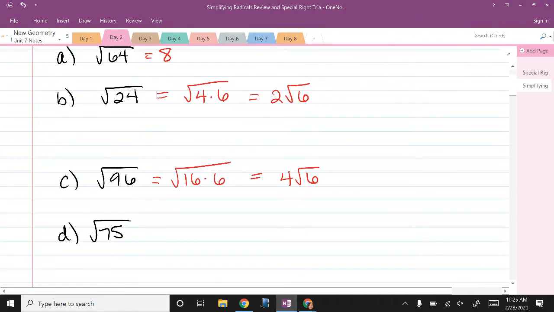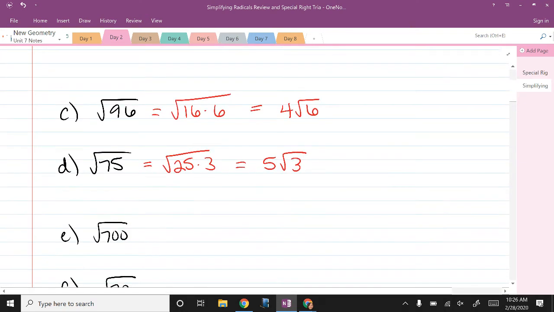All right, here's another one. Square root of 75. What is the largest perfect square that goes into 75? 25. 25 times what equals 75? 3. So I changed that to radical of 25 times 3. And what's the square root of 25? 5. So this is 5 radical 3. So whatever is left over in the radical stays in the radical. Whatever you can take the square root of goes outside.